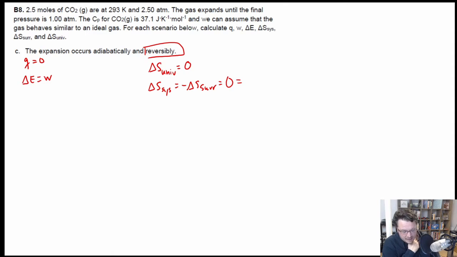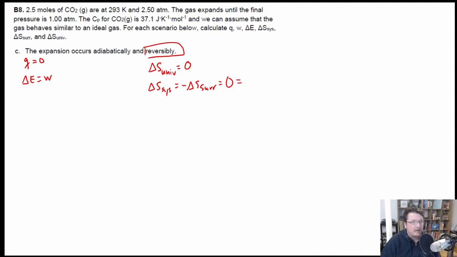And so, there is a change in temperature, but the heat flow, there's nothing going in or out in those cases. And so both of those are going to be equal to 0. So we're already done with delta S of the universe, delta S of the system, delta S of the surroundings, and Q. All we have to do is calculate delta E and the work, and we only have to use one equation to calculate what those are, because they're going to be equal to each other.